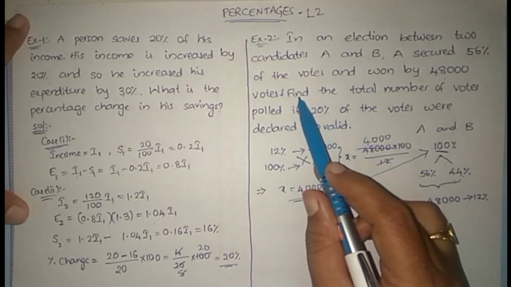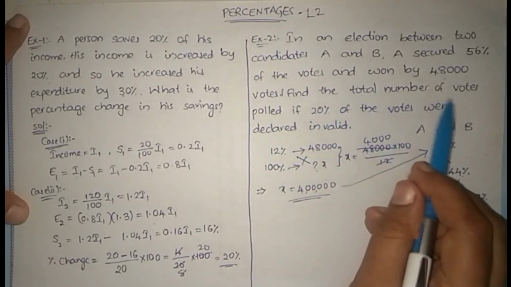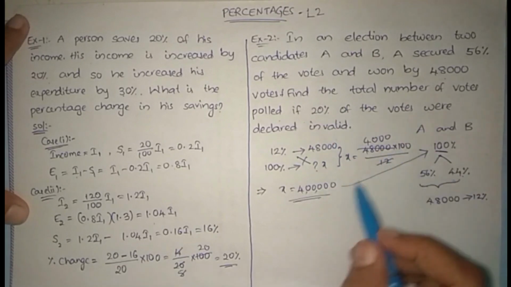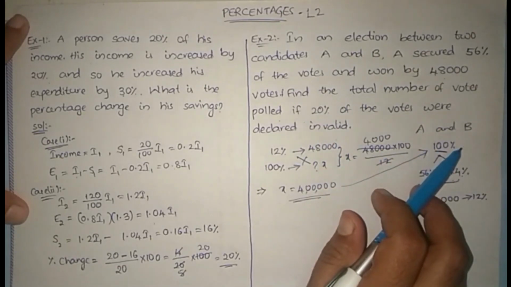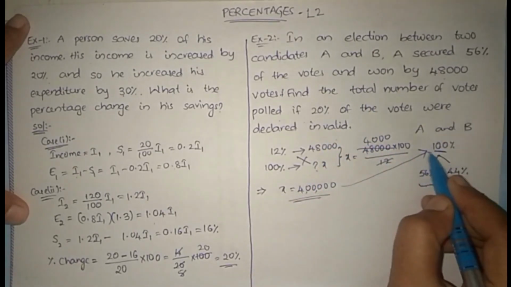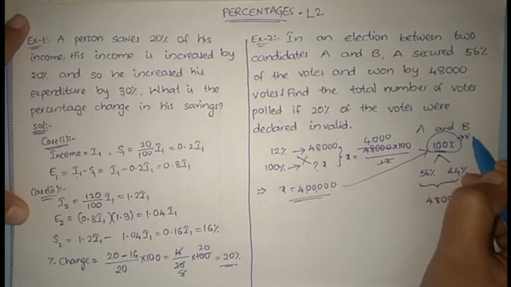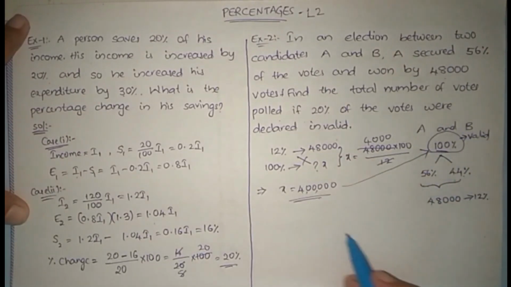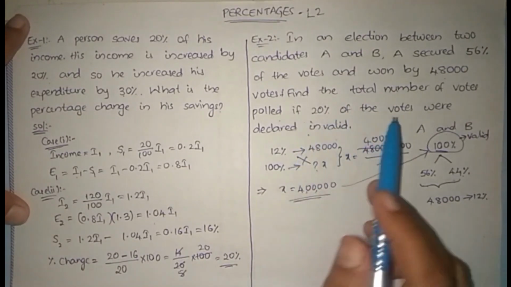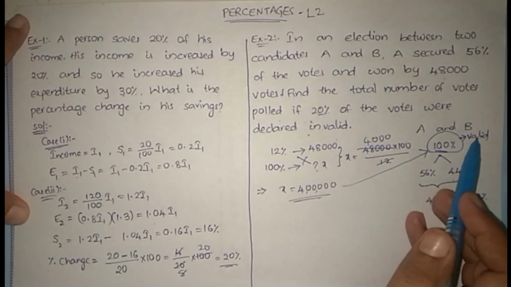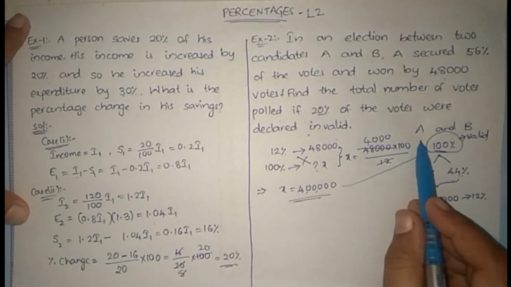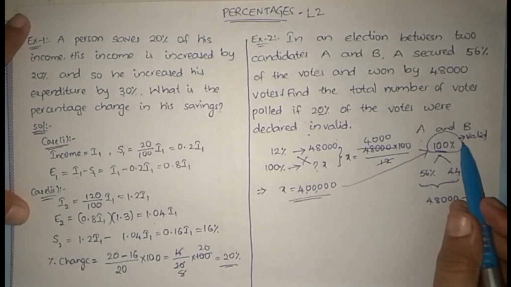Now let us see what is asked in the problem. Find the total number of votes polled if 20% of the votes were declared invalid. We have found the total number of votes secured by A and B, right? But if you observe the next statement, these are only the valid votes. This sentence means that some number of votes are polled, out of which for every 100, 20 became invalid. That means for every 100 votes polled, only 80 are valid, out of which 56% is secured by A and 44% is secured by B, right?